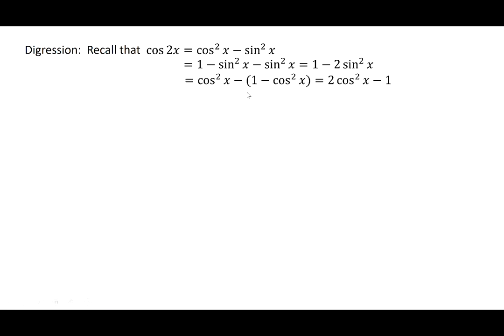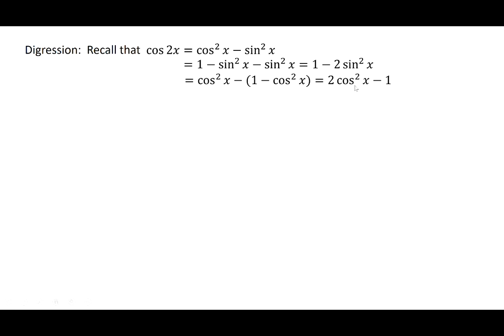What are they? Well, we can replace sine square x with 1 minus cosine square x, or we could replace cosine square x with 1 minus sine square x. When I replace cosine square x with 1 minus sine square x, that gives us 1 minus 2 sine square x. That's the second version of cosine 2x. For the third version, like I promised, we replace sine square x with 1 minus cosine square x, and that gives us 2 cosine square x minus 1.